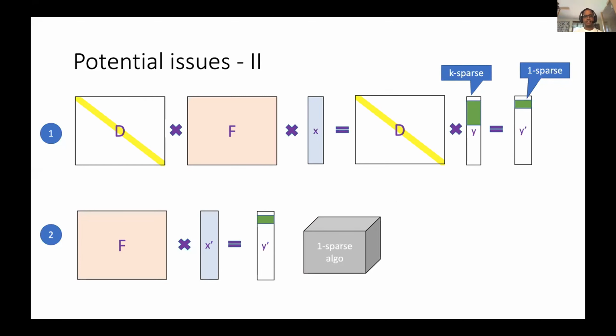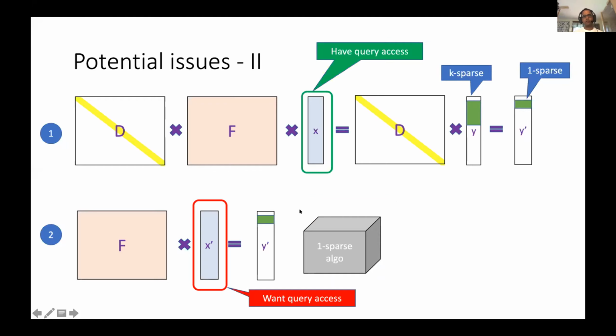The second issue is we're saying we're solving this one-sparse problem to compute this y prime, which means we need query access to x prime. However, what we have query access to is the original x. Right?